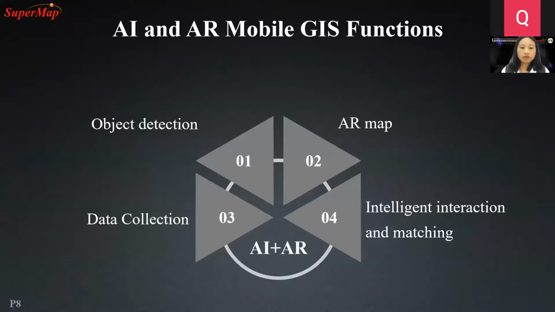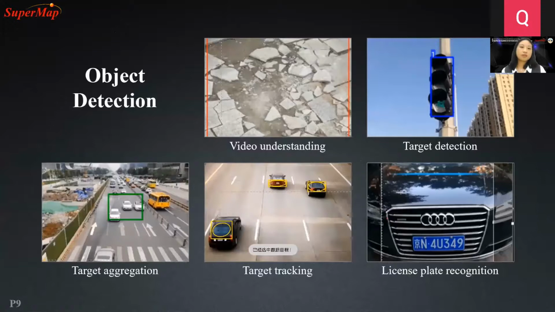Here lists 4 functions according to GIS applications. The first one is object detection, and the others are AR map, data collection and intelligent interaction, and matching. Here I'd like to introduce these 4 main functions with AR and AI technology in detail in the following slides. So let's firstly move to the first function, object detection.